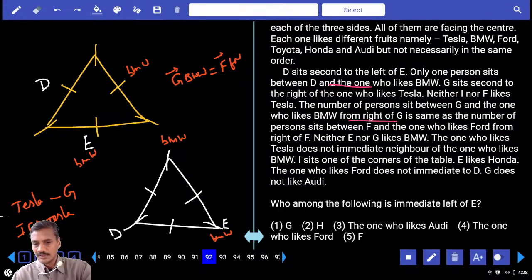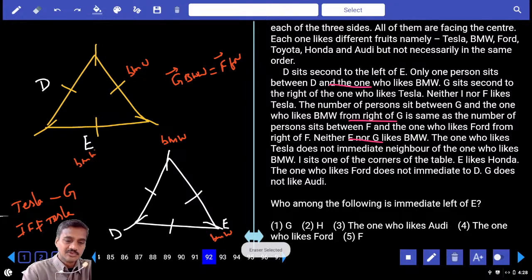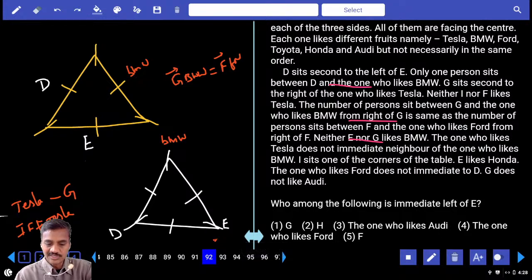Next one. Neither E nor G like BMW. E does not like BMW. Hence BMW is fixed. Now here also E does not like BMW. Now BMW is at this place.